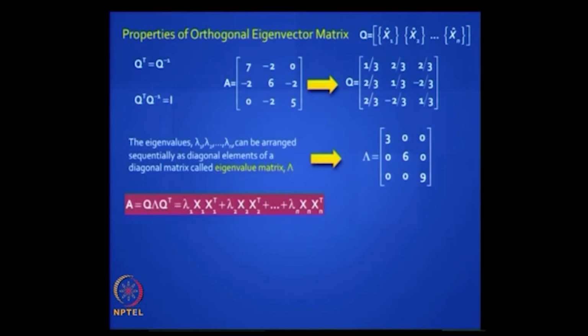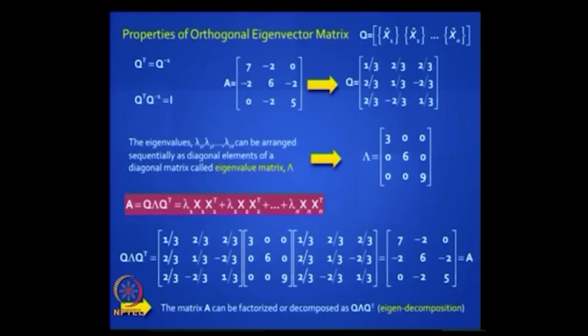This property helps you diagonalize the matrix A, because your A is your original coefficient matrix. So if you do that, you get back A. This matrix A can be factorized or decomposed into that form, and that procedure is called eigen decomposition.